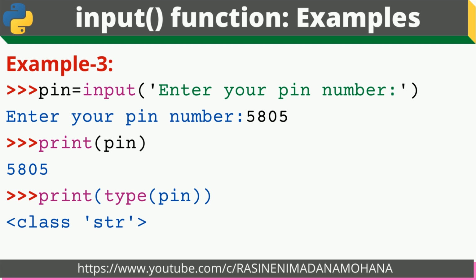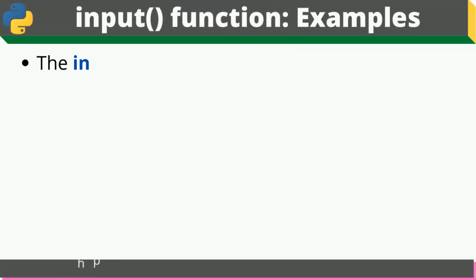Now 5805 is displayed. But if you want to know the type of this pin number, you can use the type function within the print statement. It can be written as print of type of pin. Now you can see the type of pin displayed here: class string. Why? Because by default the input function takes the value as a string only. But actually this pin is an integer value. Here it is shown as string type. So if you want to convert it into integer type, we can use some typecasting functions.